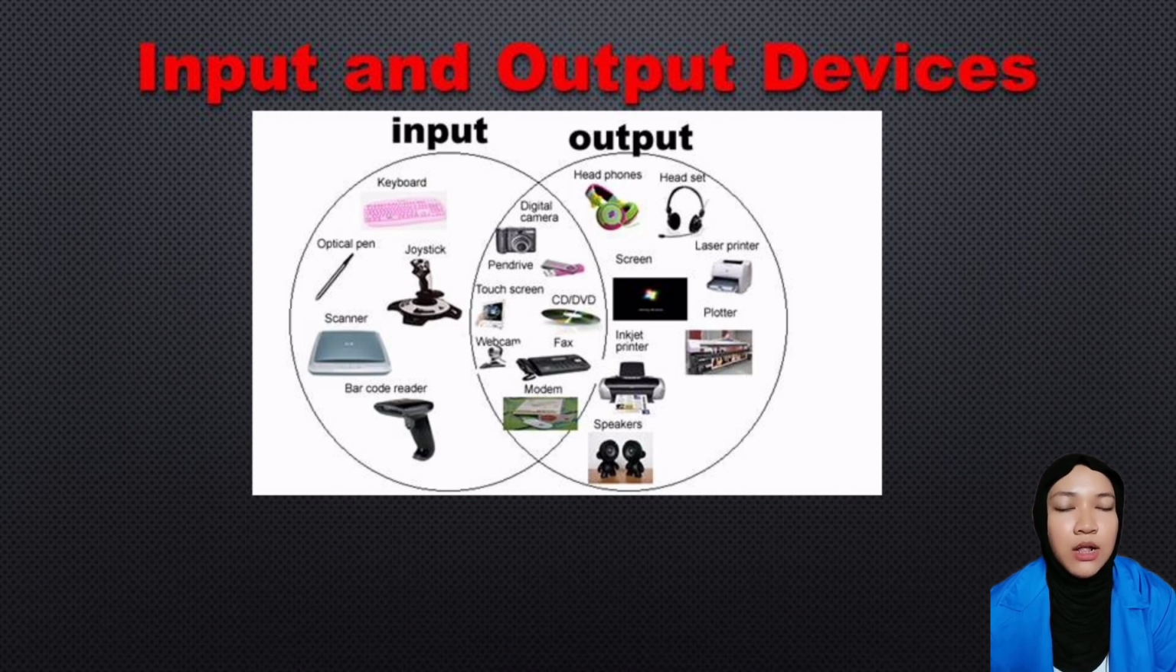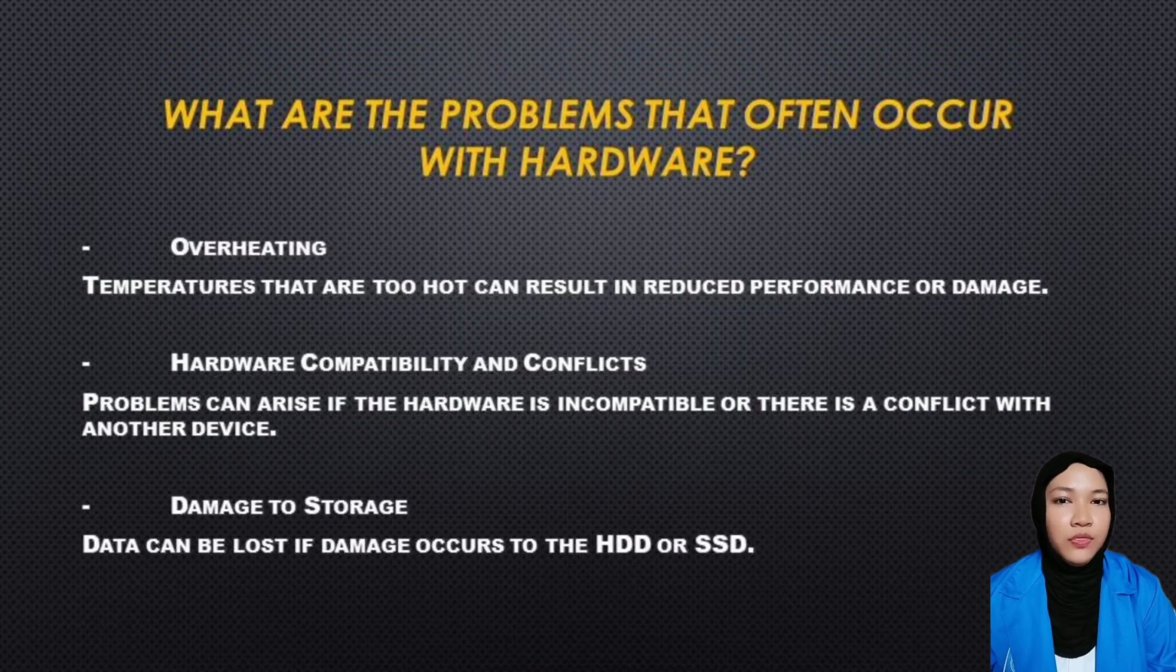Then there are also several devices that can function as input and output at the same time. For example, touchscreen, modem, and sound cards. And do you know what are the problems that often occur in hardware? For example, first, overheating can occur. Temperatures that are too hot can result in reduced performance or damage.